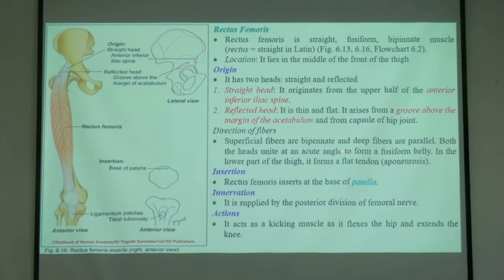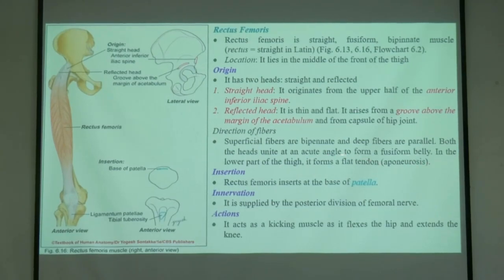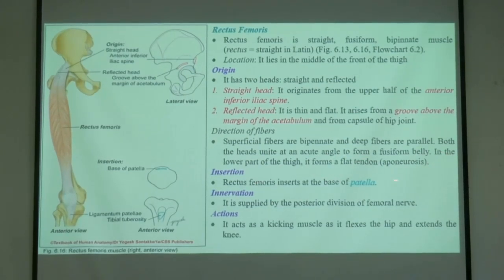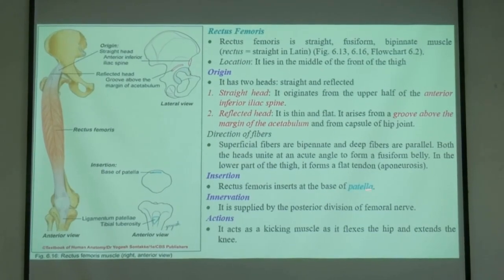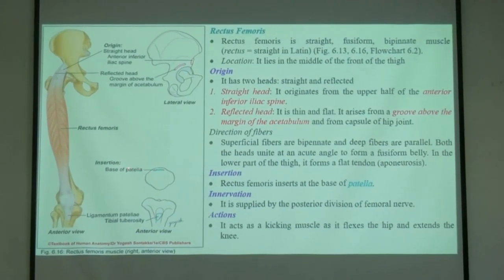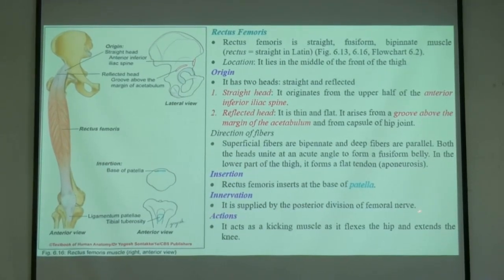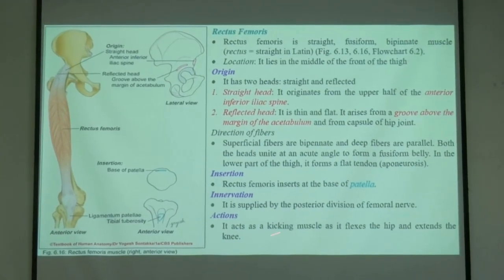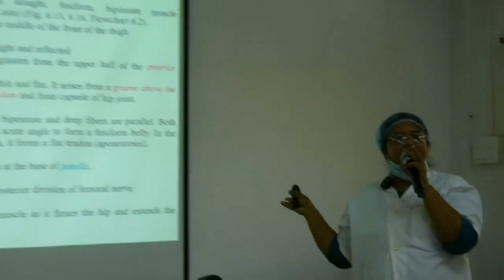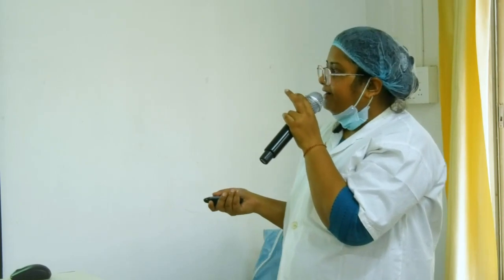Then the superficial fibers are bipinnate and the deep fibers are parallel. Both heads unite at an acute angle to form a fusiform belly, and in the lower part of the thigh it forms a flat tendon or aponeurosis here. Rectus femoris inserts at the base of the patella. Here is the insertion of the rectus femoris. Innervation: it is supplied by the posterior division of the femoral nerve. All the muscles included in quadriceps femoris are supplied by the posterior division of the femoral nerve. Action: it acts as a kicking muscle as it flexes the hip and extends the knee.